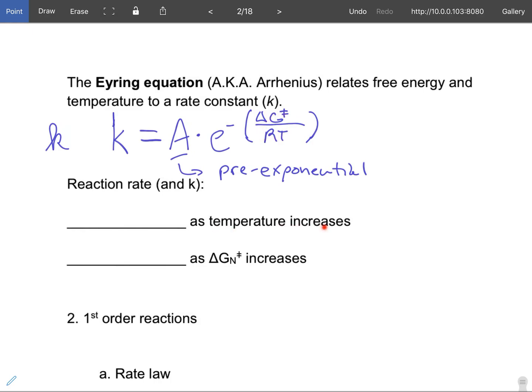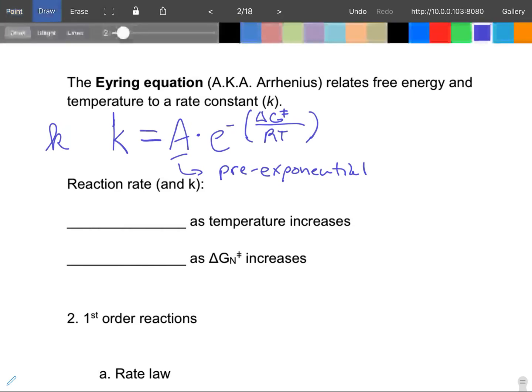So as temperature increases, so notice temperature is in the denominator, a greater temperature is going to make this whole term here smaller, but it's a negative exponential, and so that's actually going to make that increase. So the reaction rate and k, it should make sense, increase as temperature increases, and we kind of know that. You heat up a reaction, it's going to go faster.